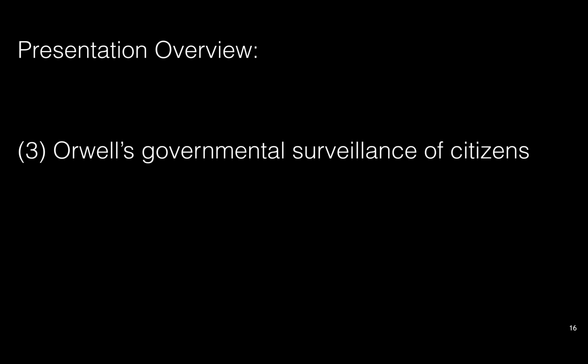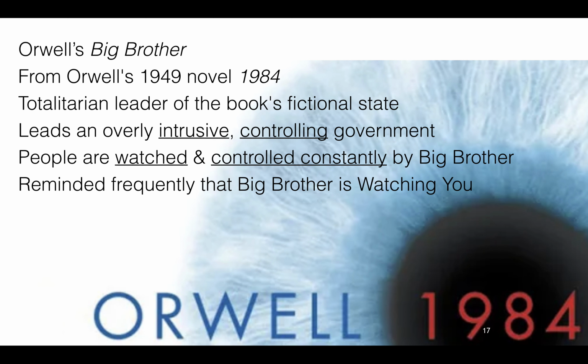In part 3, I'm going to talk about George Orwell's governmental surveillance of citizens. I'm sure most of you, if not all of you, have read or know of Big Brother, but just to make sure, the character comes from Orwell's 1949 novel, 1984. He was a totalitarian leader of the book's fictional state. He leads an overly intrusive, controlling government. People are watching, controlled by Big Brother. They are reminded frequently that Big Brother is watching you.